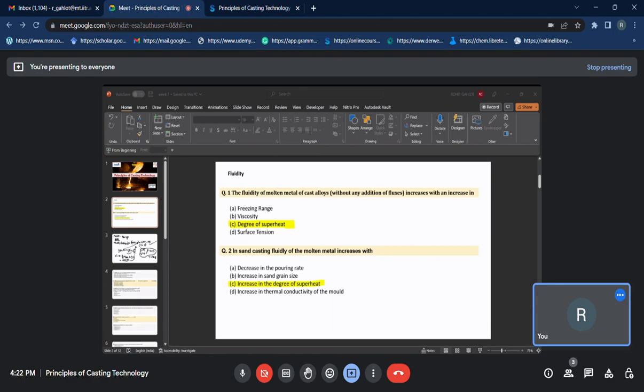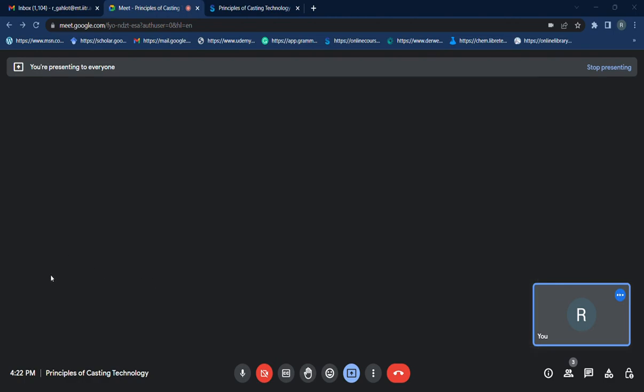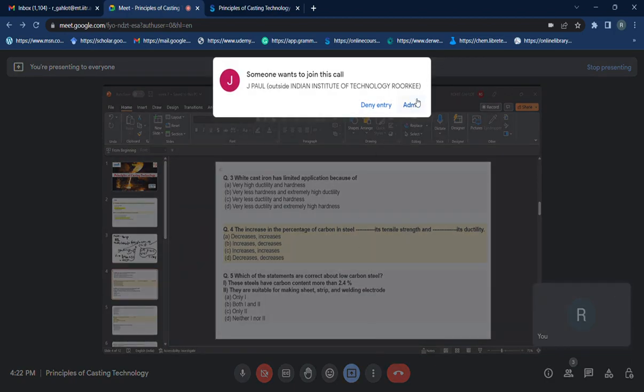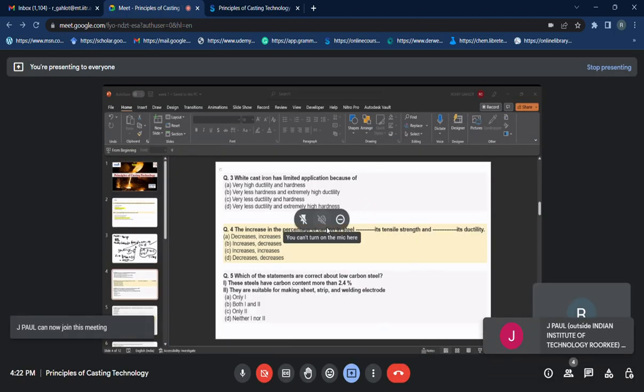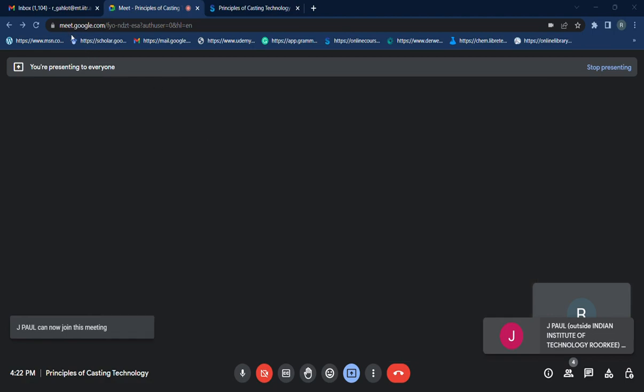Then we will be moving to problem number three. White cast iron has limited application because of which reason? Can you comment on why? I think it is C, sir, very low ductility and hardness. Right, so this is the correct answer.